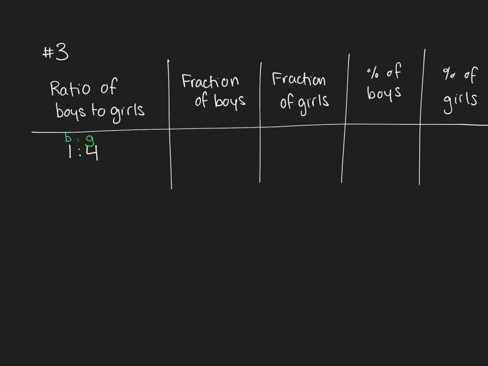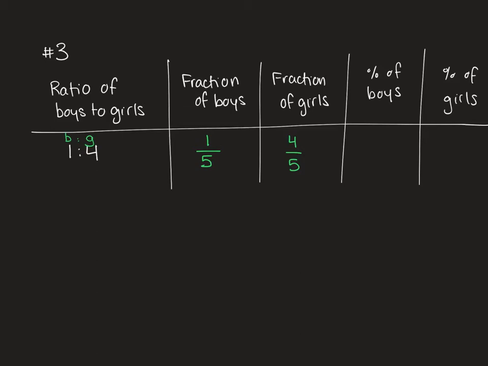So for a fraction of boys, there's 1 boy for every 4 girls. So that means in that group there's 1 boy and 4 girls, which is 5 students altogether. So we're going to add the 2 numbers in the ratio to get our denominator. The fraction of girls would be 4 out of 5. So our girls number over the total.